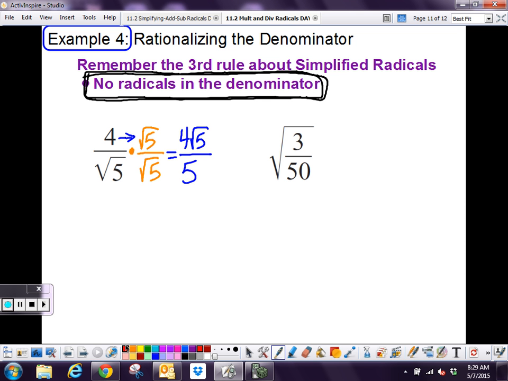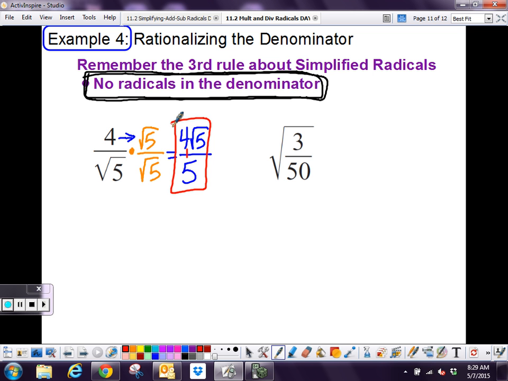Okay, now I need to make sure there's no simplifying, so let's check 4 divided by 5. Okay, those can't be simplified. Okay, and let's check the square root of 5. There's no perfect squares in that, so we're done with this problem. So I have 4 square root of 5 over 5. Okay, let's check the second one.